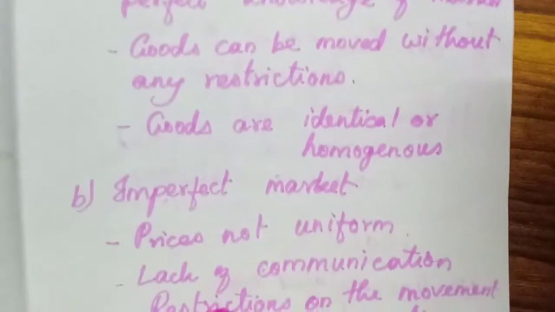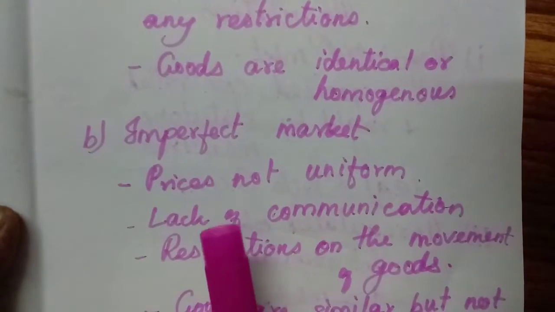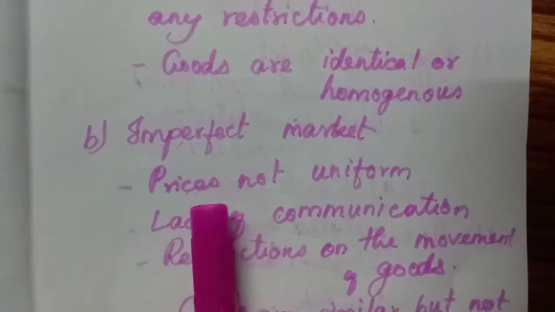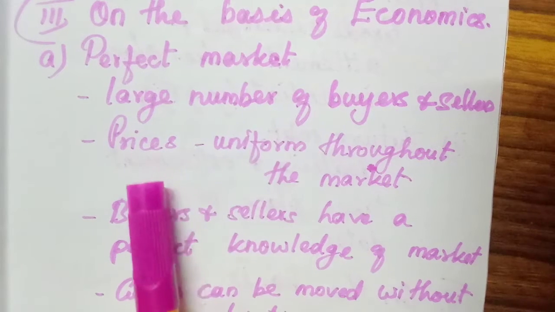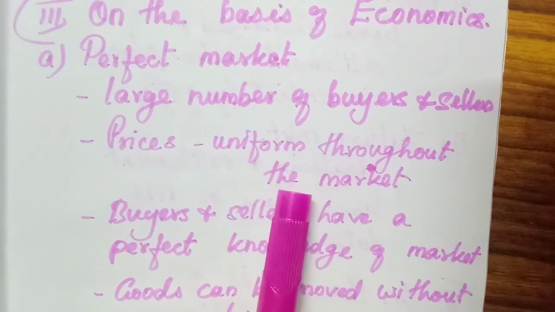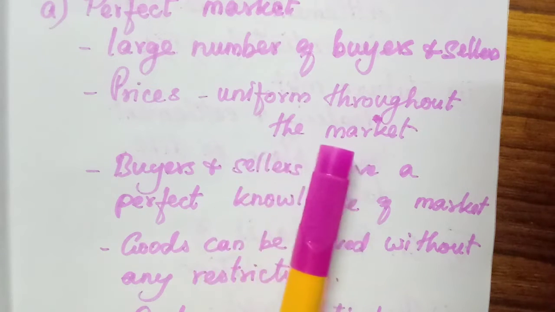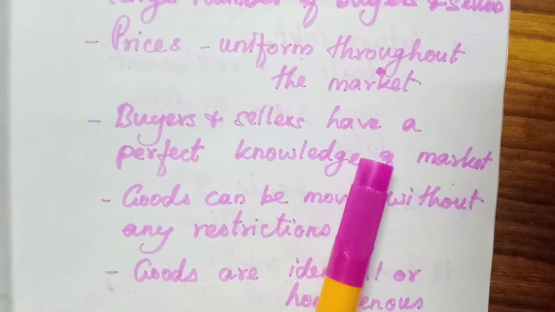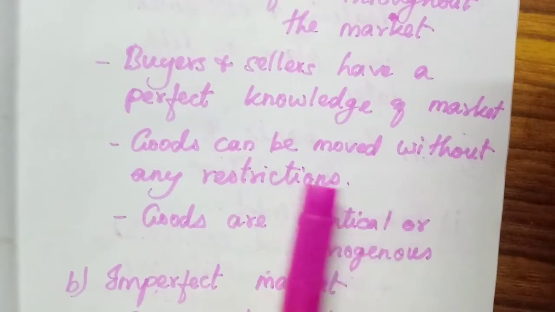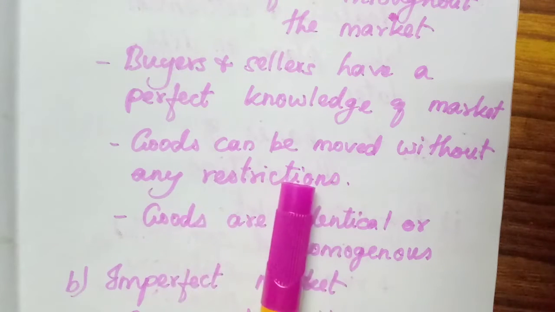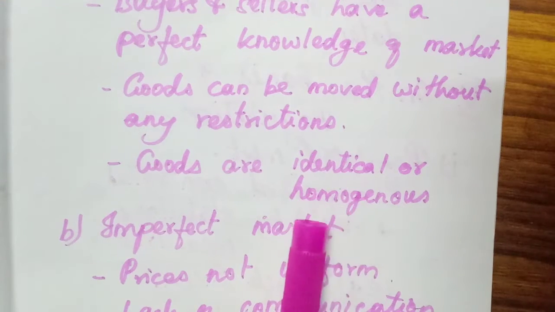Just the opposite you can write for the imperfect market. Here they have given only 4 points, but you can write all the 5 points the same way. There may not be a large number of buyers and sellers. The prices will not be uniform throughout the market; prices will be different for different products. Buyers and sellers may not have perfect knowledge about the market. Goods cannot be moved without restriction; there may be some restrictions. Goods may not be identical, or we can say heterogeneous.